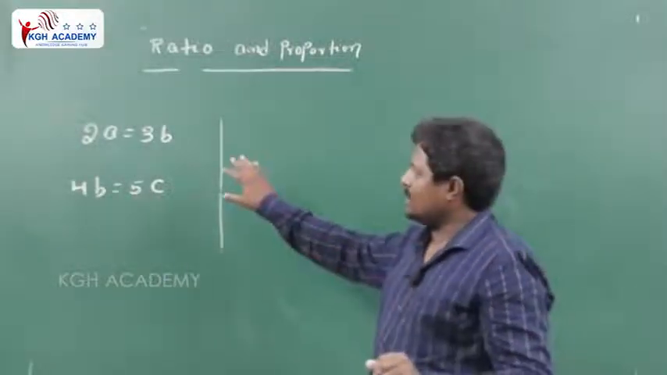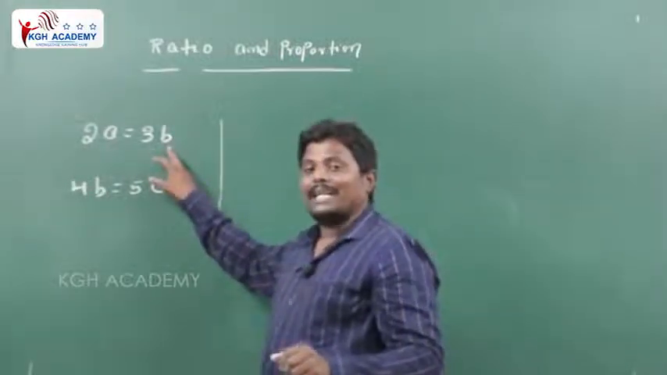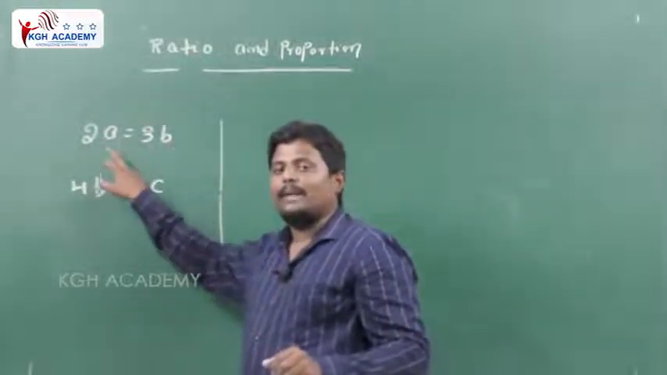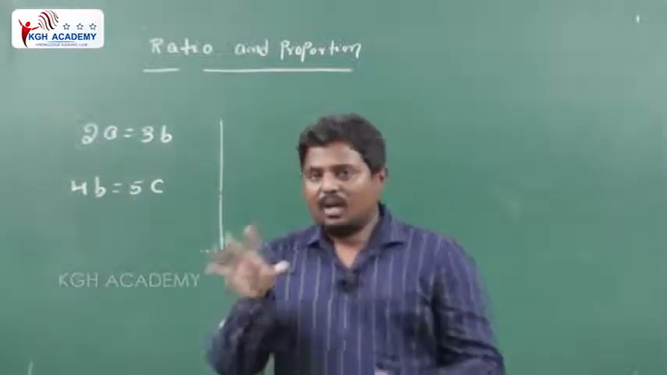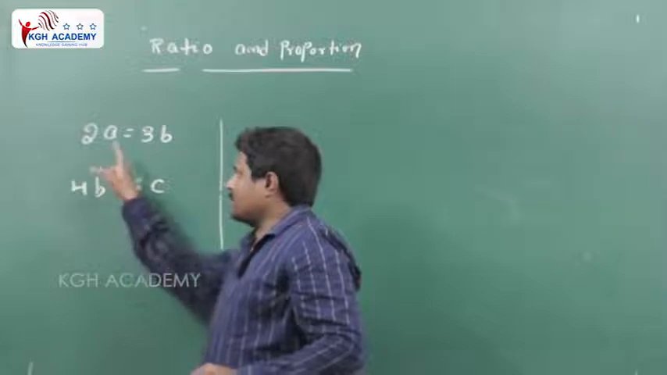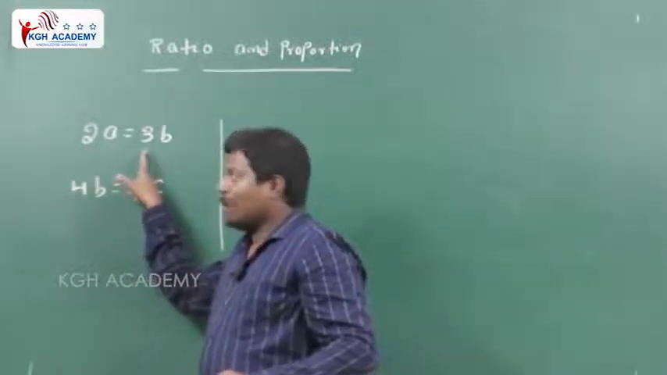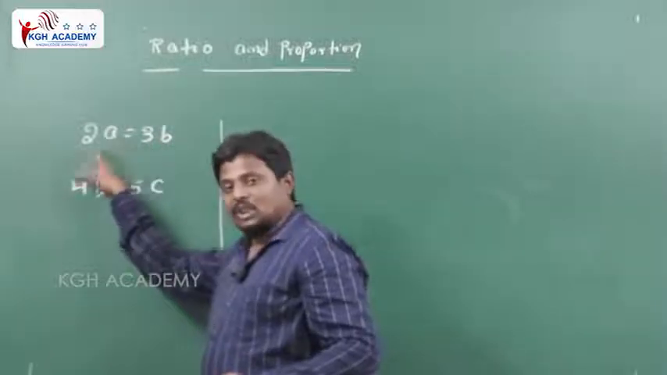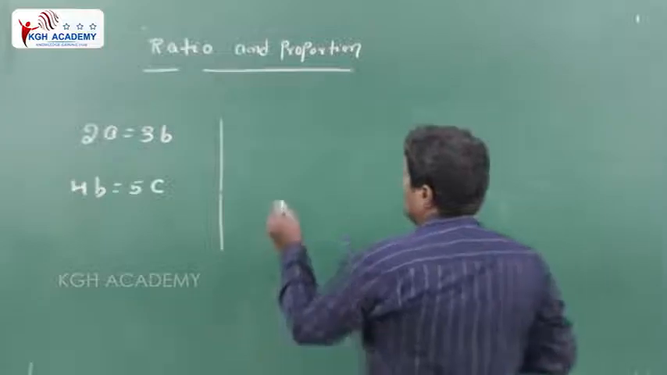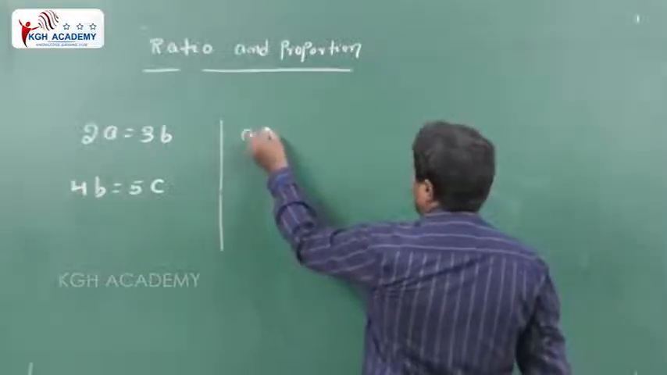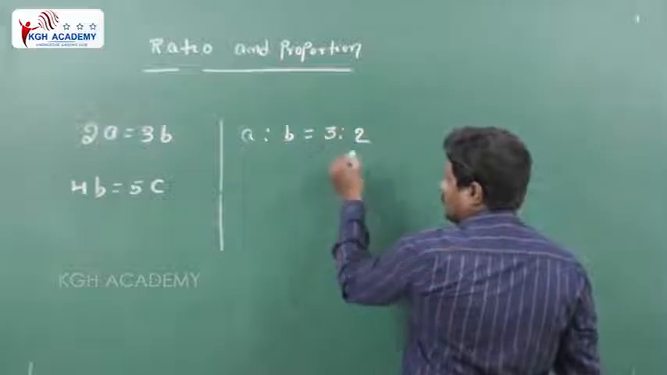In this case, this is known as inversely proportional. In this equation, A and B are inversely proportional to each other. So, my dear friends, just listen carefully. A value is not 2, A value is 3. B value is not 3, B value is 2. Just we need to take the opposite direction. What is the ratio of A and B? It is 3 is to 2 only.